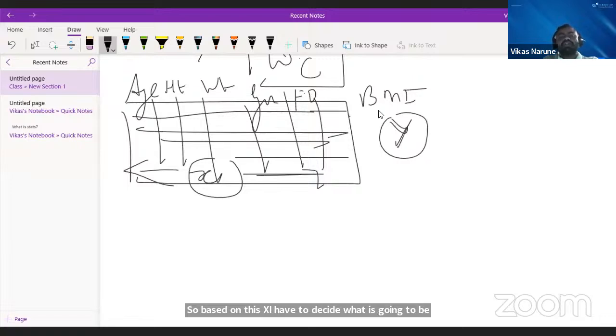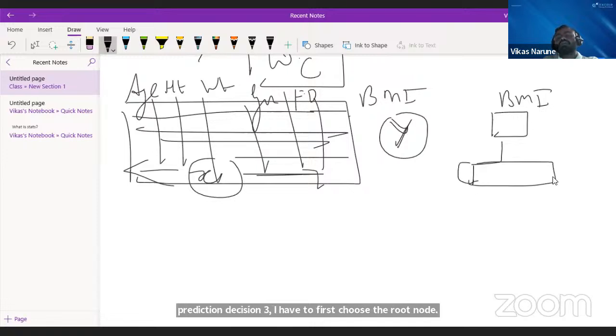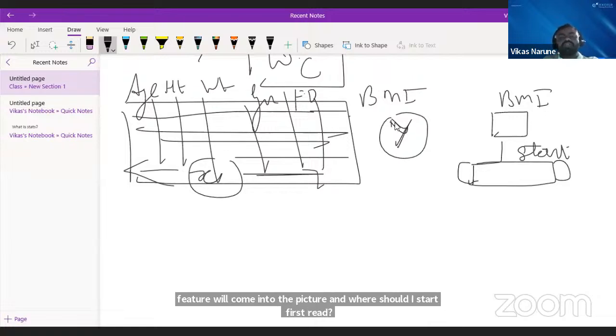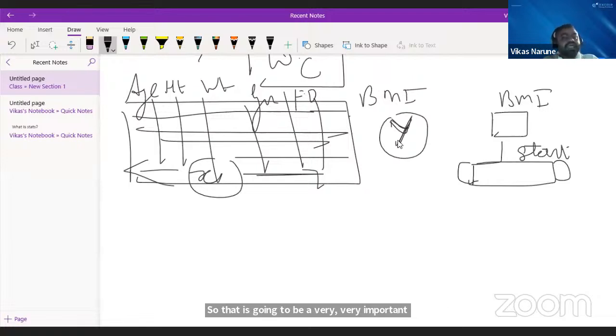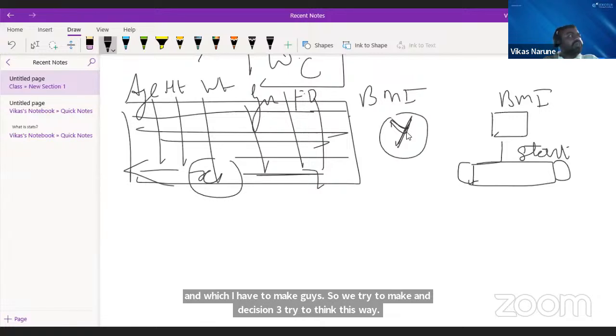So guys, in order to create the decision tree for BMI prediction, I first have to choose the root node, the starting point. Which feature will come into the picture, and where should I start first, right? That is going to be a very important decision which I have to make, guys, and the decision tree tries to think this way.